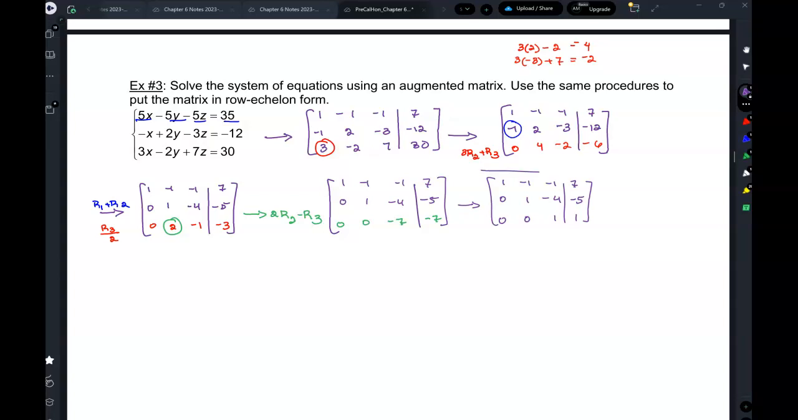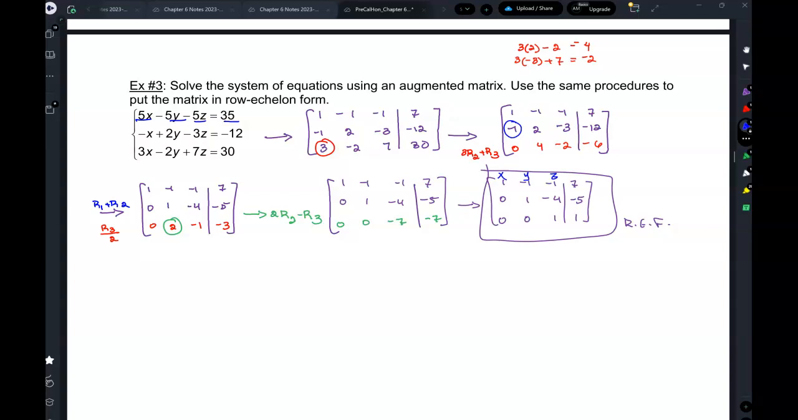Okay, so this is my matrix in row echelon form. Now, this first column is all the x's. The second column is all the y's. The last column is all the z's. The way I read this is, if I read the first row, 1x minus 1y minus 1z is 7. No x's here. Y minus 4z equals -5.